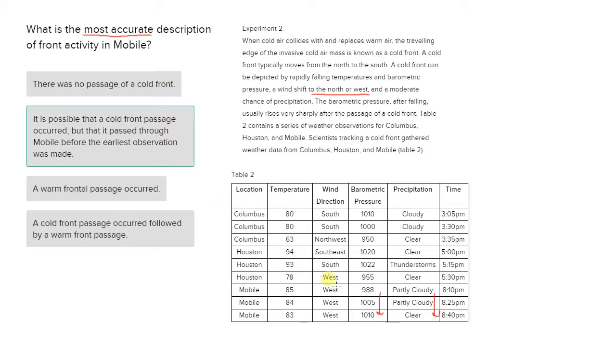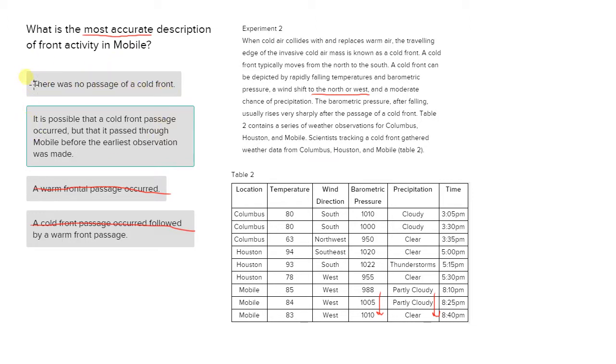There was no warm front passage. It didn't get warmer, and the pressure did increase, but not with an increase in temperature. So we can eliminate a warm front passage, and we definitely don't have the data to support a cold front followed by a warm front, because there's not a warm front. There's no data supporting either of those, so it's definitely not those two. My jump answer would be that there's no passage of a cold front.